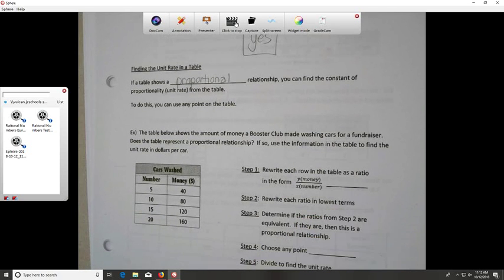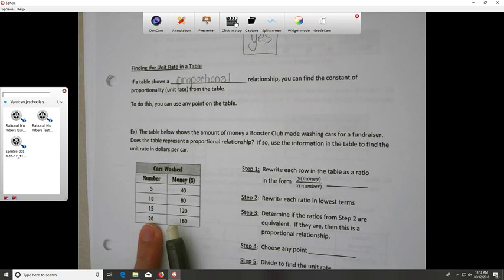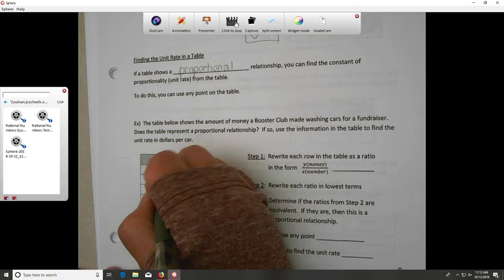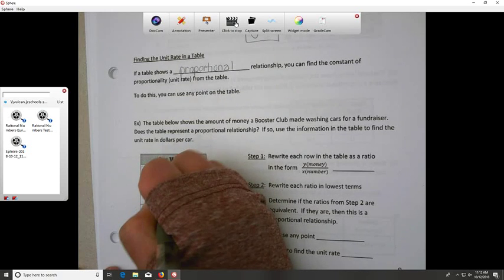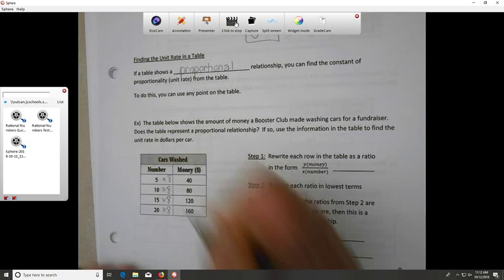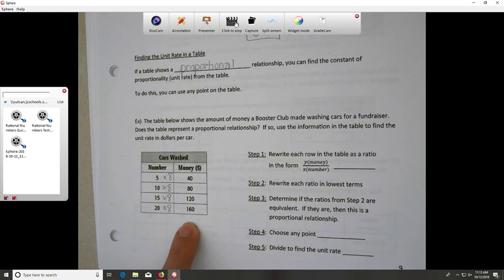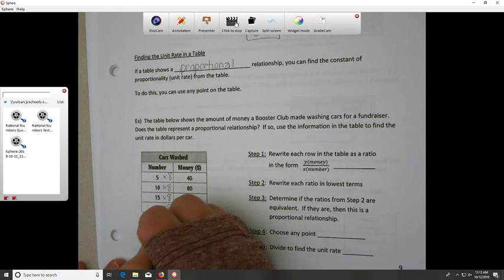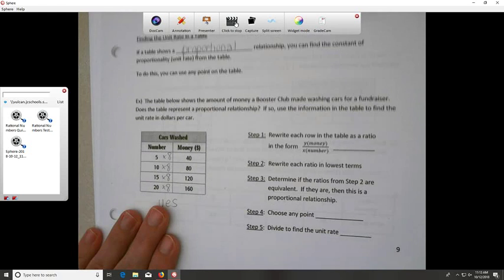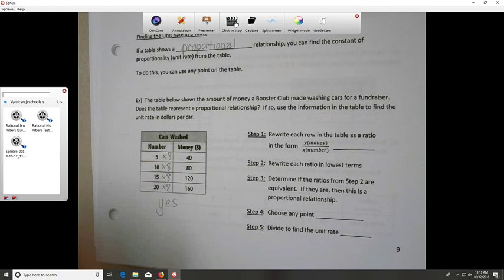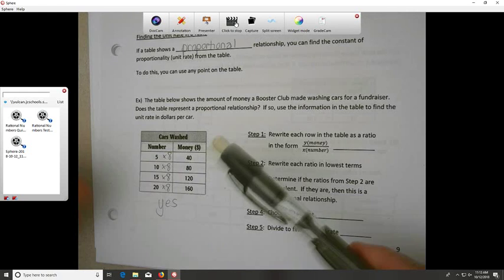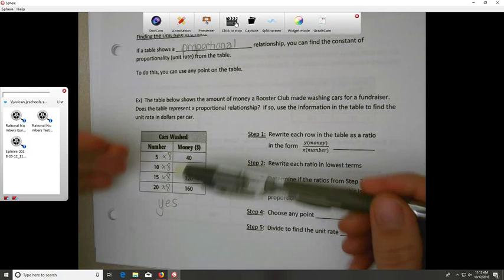We said the shortcut was look at the table, see if there's something you could multiply or divide by every single time. So if I look at this, I see I could multiply each of these by 8, and that's going to tell me the amount of money. All right, so I'm going to say yes, this is a proportional relationship because each time I'm multiplying by 8. If I want to know what the unit rate is, because it's a proportional relationship, the unit rate is going to be the same for every point on this table.